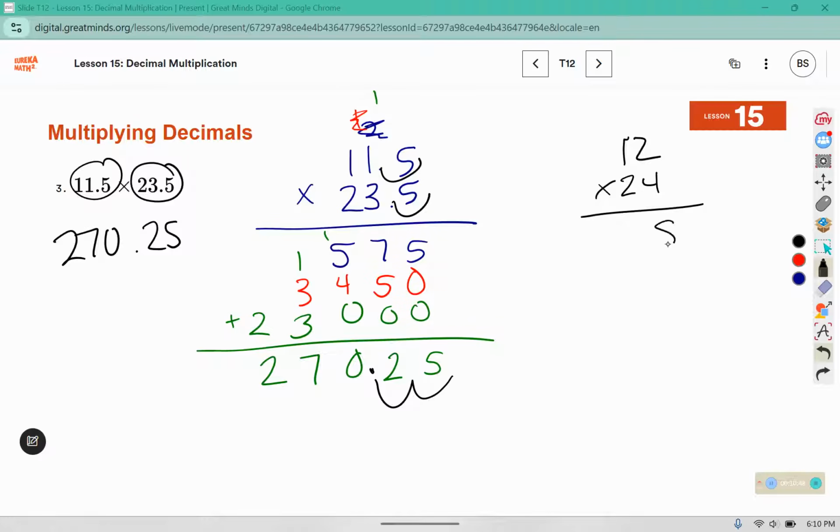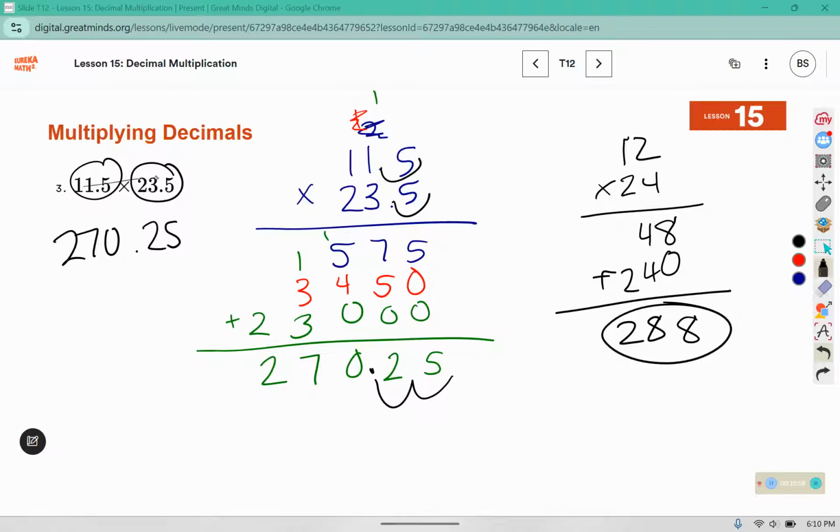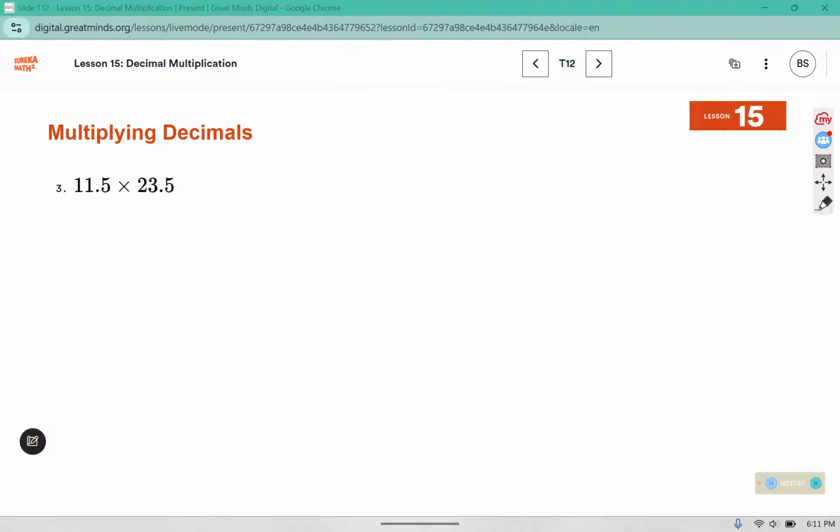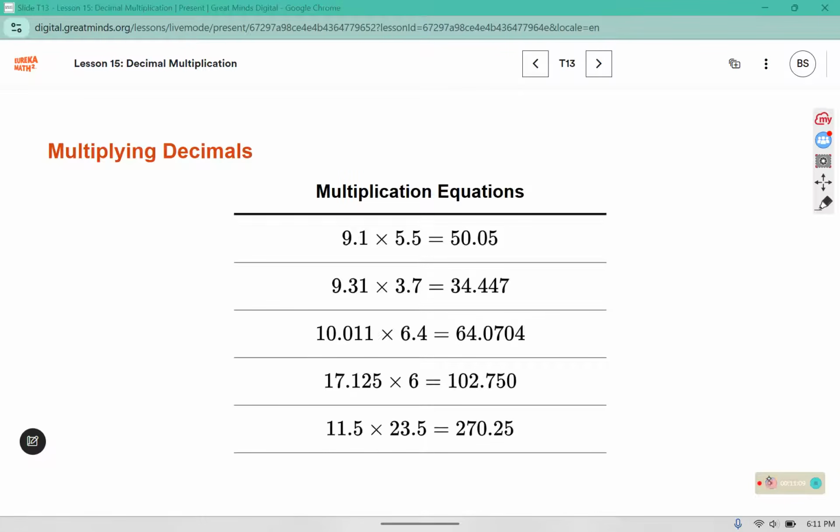4 times 2 is 8. 4 times 1 is 4. 2 times 2 is 4. 2 times 1 is 2. So this is around 288 if we round it up. So an answer of 270.25 indicates that our decimal is in the correct spot. So we can check our work for those first problems, making sure our answers have the decimals in the correct location.